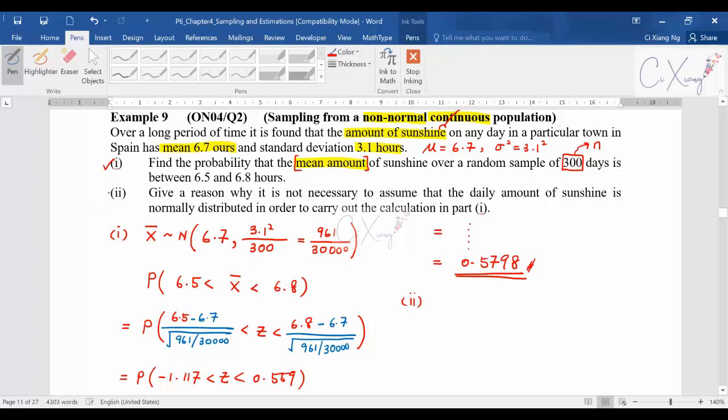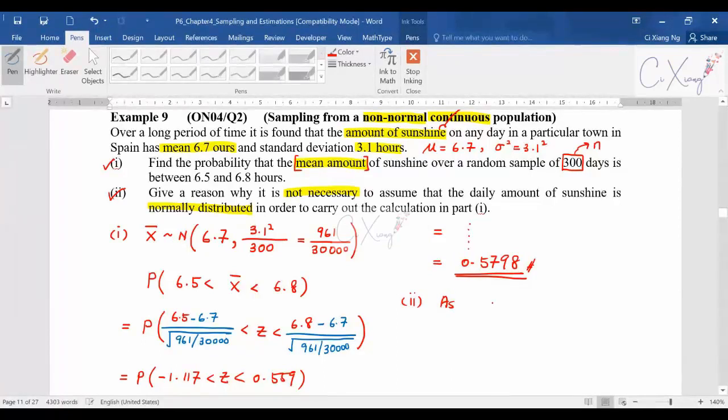Okay, so let's have a look at part number 2. They are asking why it is not necessary to assume the daily amount of sunshine is normally distributed. So why don't we need to assume that the population is normal? What is the reason? The reason is that the sample size is large. Because when the sample size is large enough, you apply the central limit theorem, right? So the sample mean will be normally distributed, regardless of the population distribution.